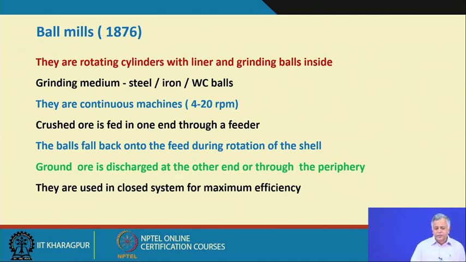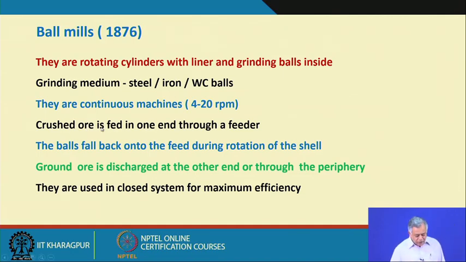They tumble continuously and they grind the material continuously. The rotational speed is around 4 to 20 rpm, but there is some relationship with the dimensions of the mill and what the rpm should be. We will try to do those calculations later on.